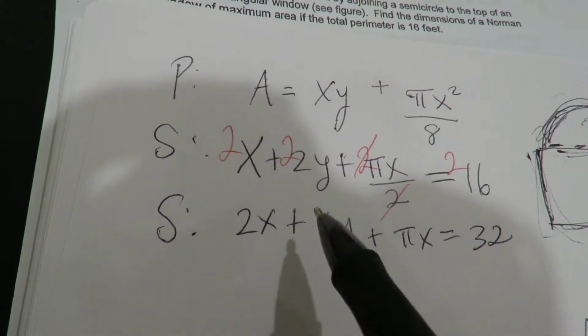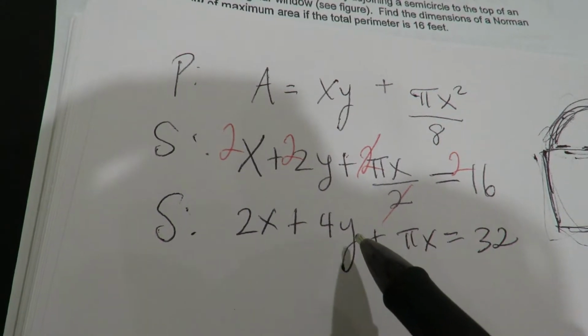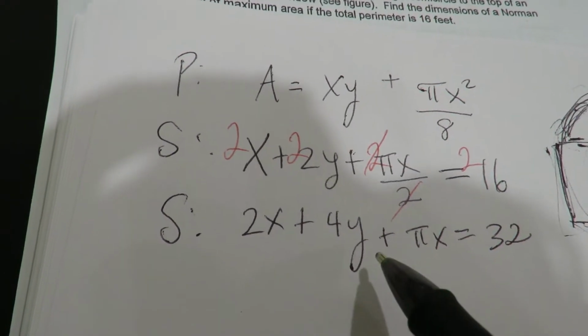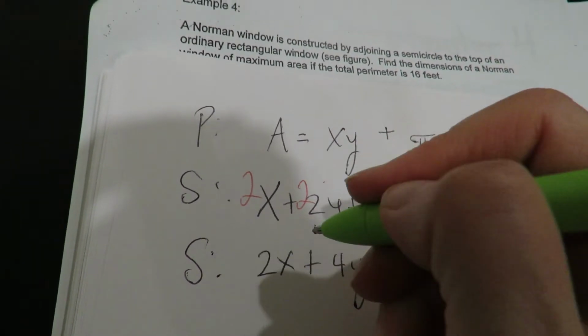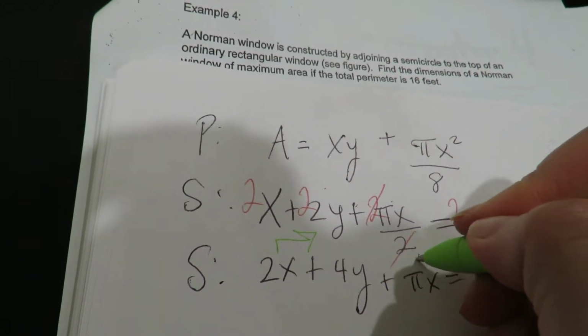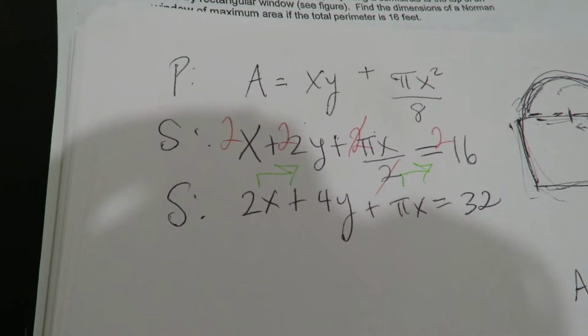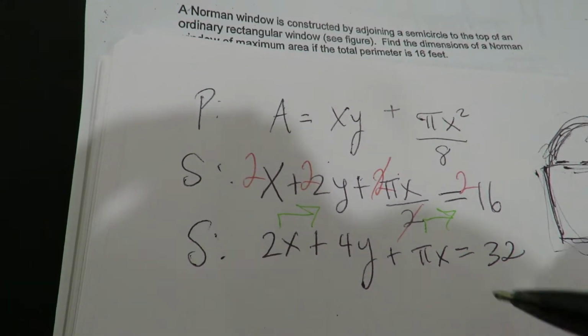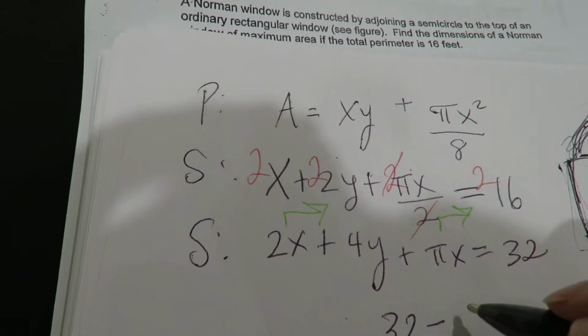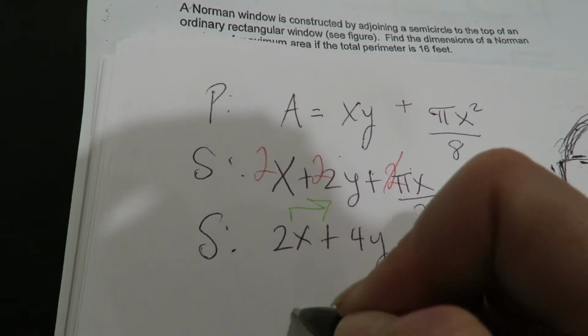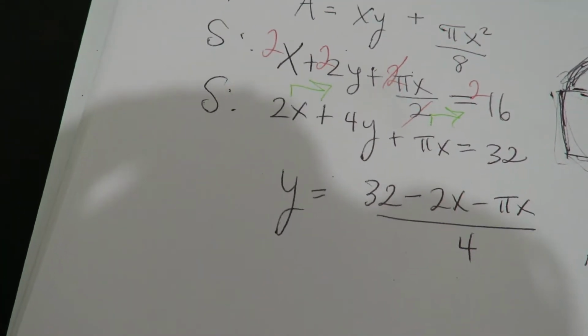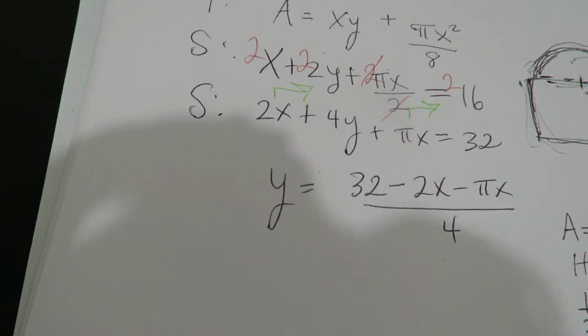Okay, now if you look at your equation here, the easiest thing to isolate and plug in is actually y. So that's what I'm going to do. I'm going to move these guys to the other side and then divide by 4. So that is me isolating that equation for y.